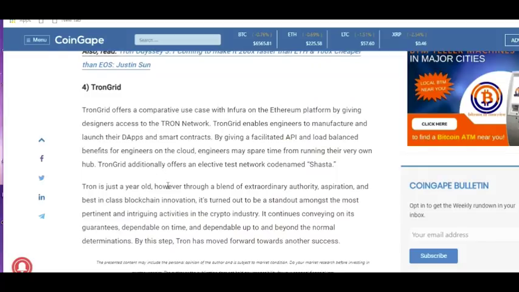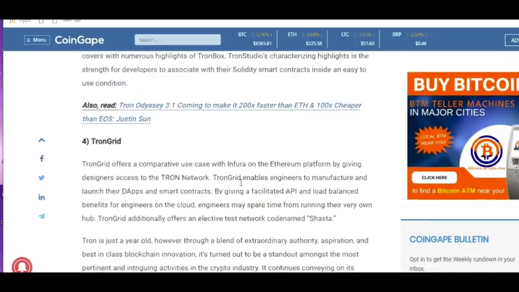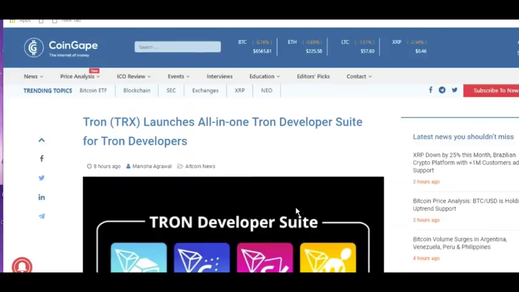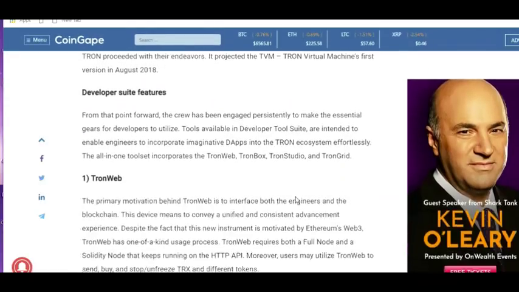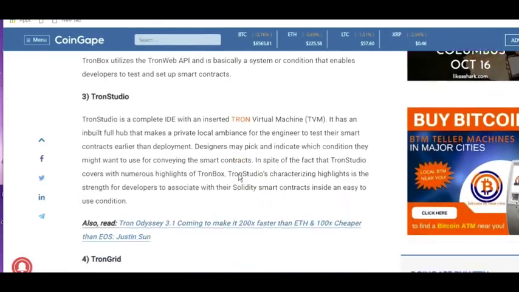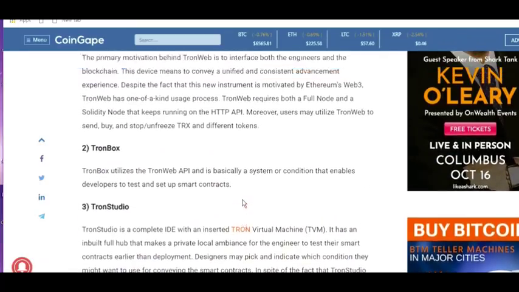Tron is just 1 year old. However, through a blend of extraordinary authority, aspiration, and best-in-class blockchain innovation, it's turned out to be a standout among the most pertinent and intriguing activities in the crypto industry. It continues conveying on its guarantees, dependable on time, and dependable up to and beyond the normal determinations. By this step, Tron has moved forward towards another success. And now that they have released these tools for developers, I would expect to see a mass influx onto the Tron network as far as decentralized applications go.